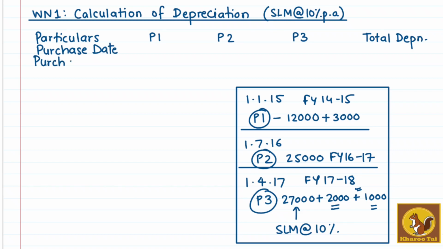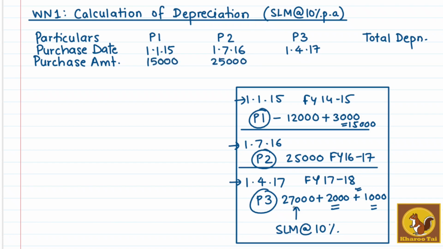The dates are 1st January 2015, 1st July 16 and 1st April 17. The amount is, first machinery 12,000 plus 3,000 will be 15,000. Second machinery is 25,000 and third machinery is 27 plus 2 plus 1, 30,000. And we have to do the working for 4 years.